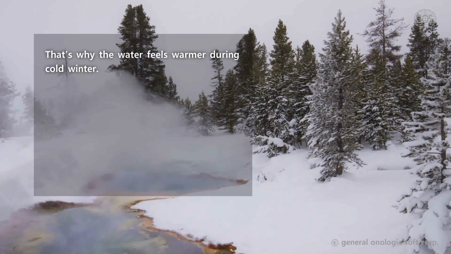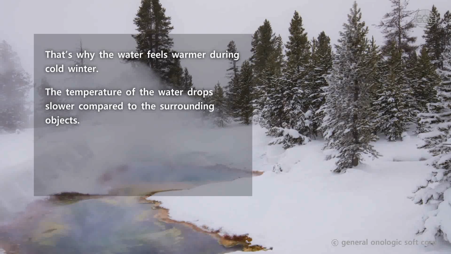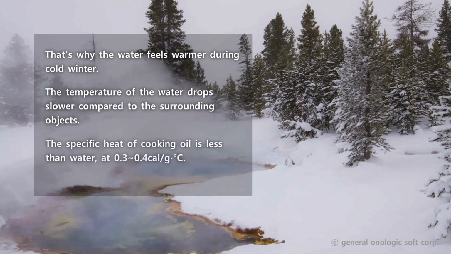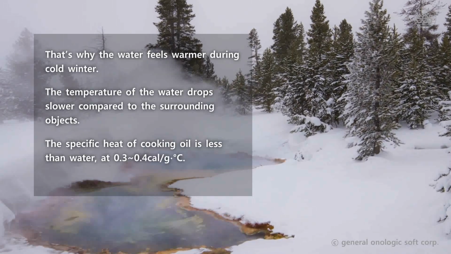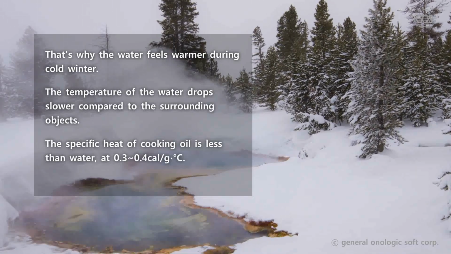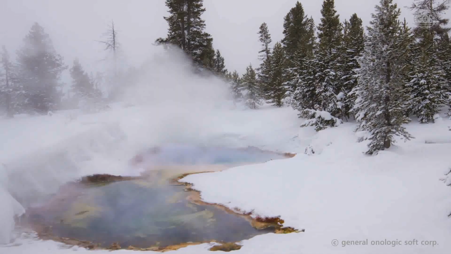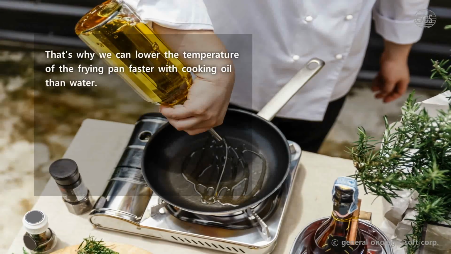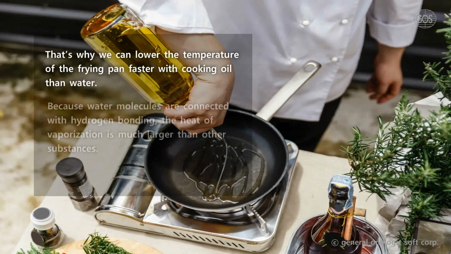That's why the water feels warmer during cold winter. The temperature of the water drops slower compared to the surrounding objects. The specific heat of cooking oil is less than water, at 0.3 to 0.4 calorie per gram times degree Celsius. That's why we can lower the temperature of the frying pan faster with cooking oil than water.